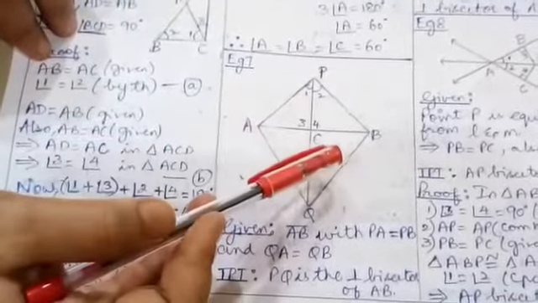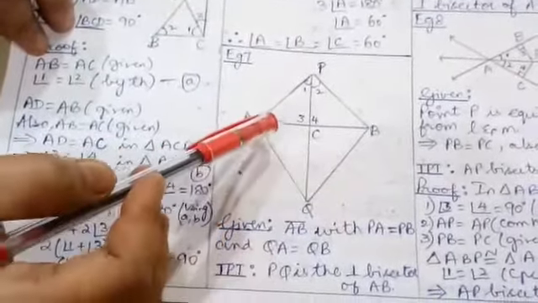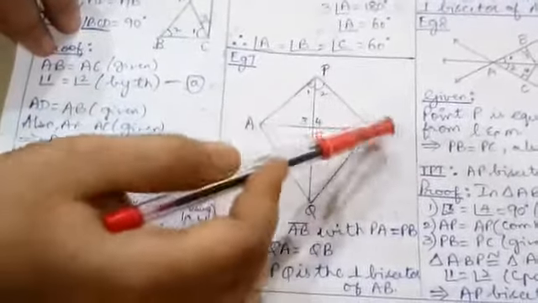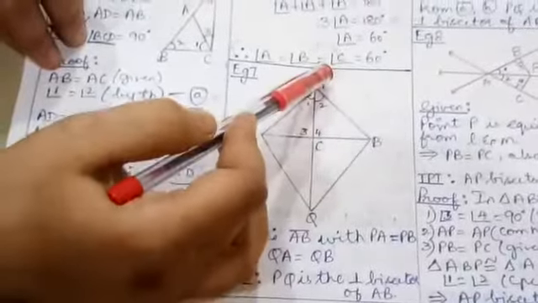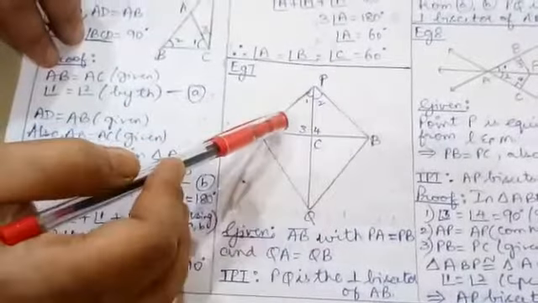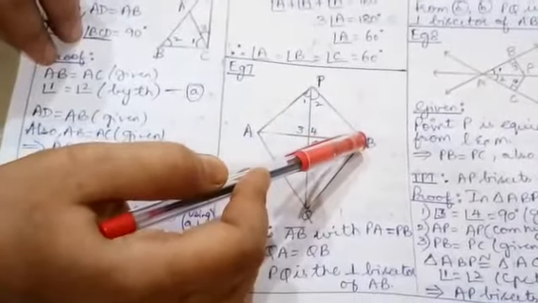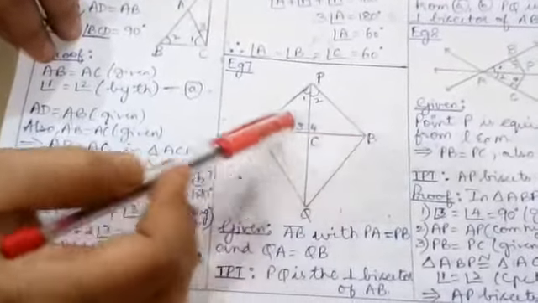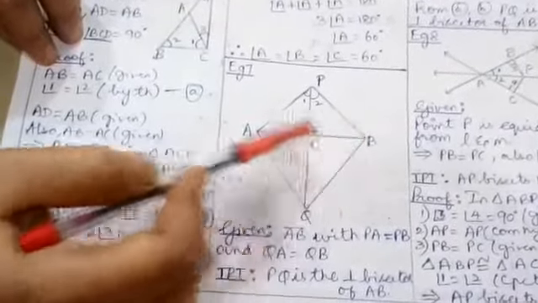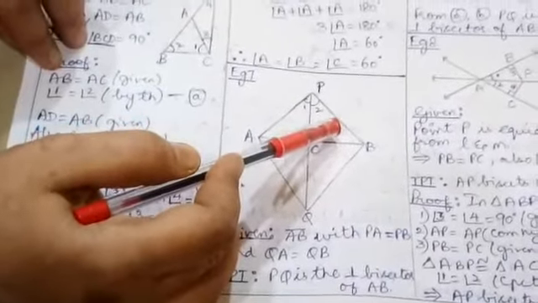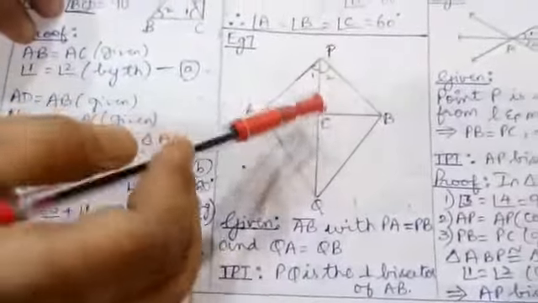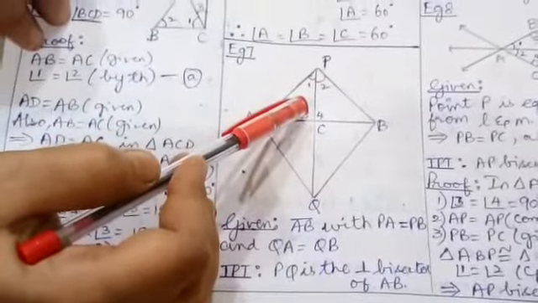Now one more thing we can find out is that since AP equals BP, this triangle is an isosceles triangle. So when two sides are equal, the angles opposite to them are also equal. So we have another information, angle A equals angle B. Angle A of this triangle equals angle B of this triangle. So these are the three things we have as of now in these two triangles.